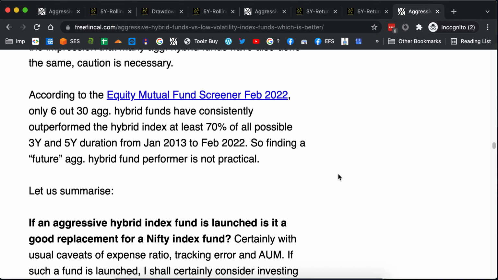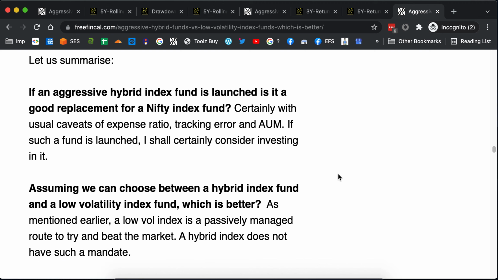So if you ask, if an aggressive hybrid index fund is launched, is it a good replacement for a Nifty index fund? It is certainly a good replacement for both the Nifty index fund and also existing actively managed aggressive hybrid funds. Of course, things matter like expense ratio, tracking error, AUM, all those matter. But aside from that, the idea of an aggressive hybrid index fund is extremely welcome, and hopefully that will be launched soon.